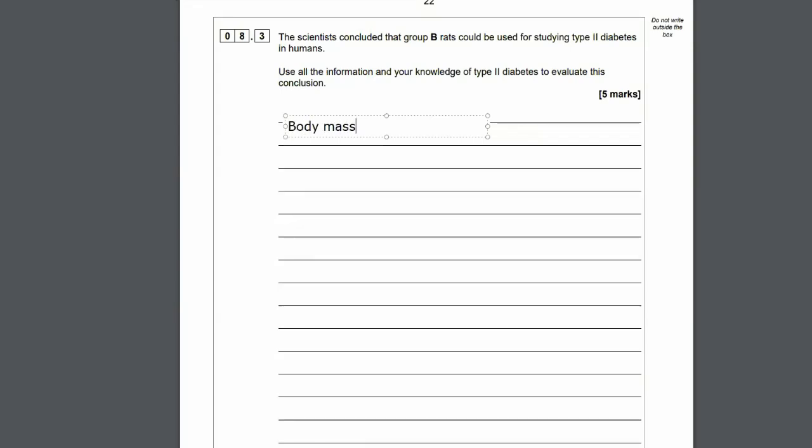Give for and against. Is that 5 marks? If it is, you can do 3 and 2. Basically, you just need some points for and some points against when you have an evaluation.